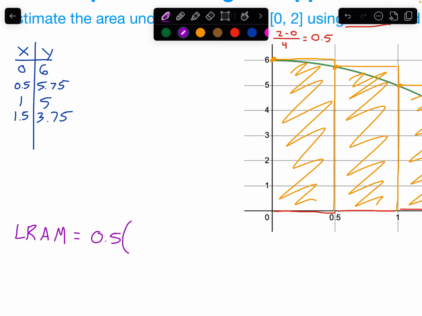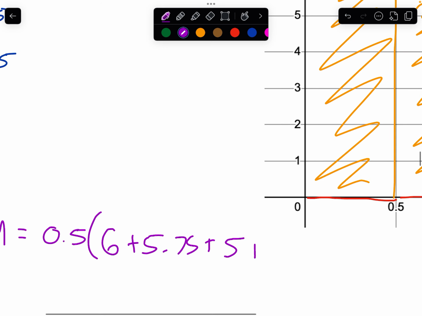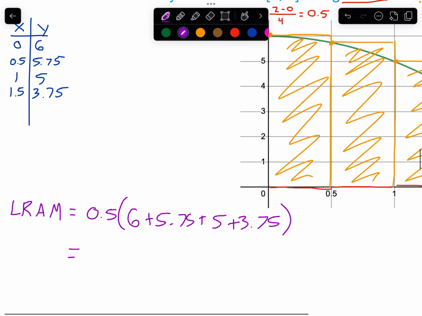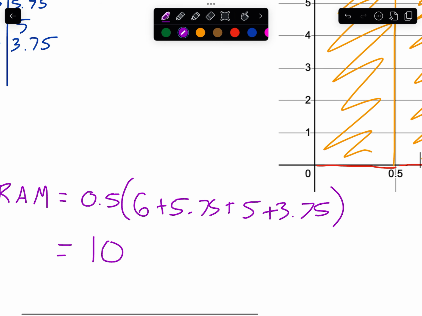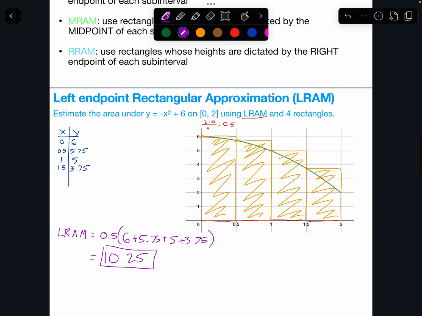We factored out the b, right? Base times height, base times height, base times height, base times height. The base was 0.5. We factored it out. But we do have to add up all the heights. We've got to add up 6, 5.75, 5, and 3.75. And when we add those up and multiply by 0.5, we end up with an approximation of 10.25, 10 1/4, if you will.